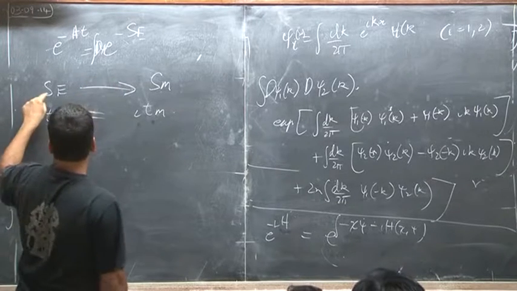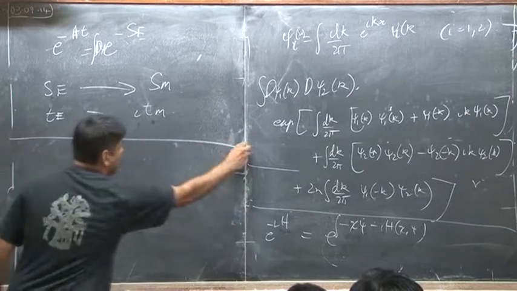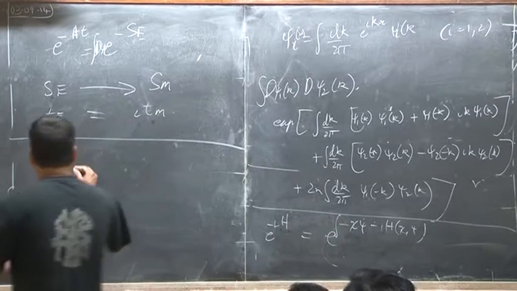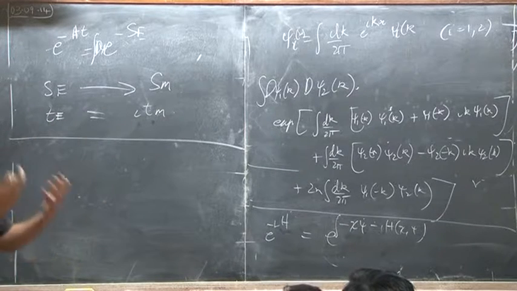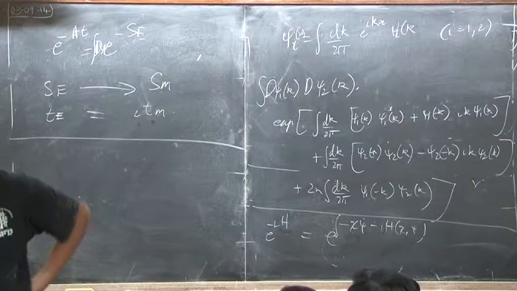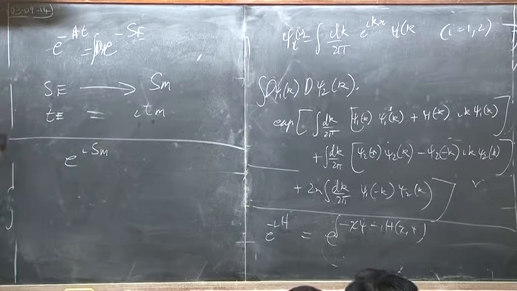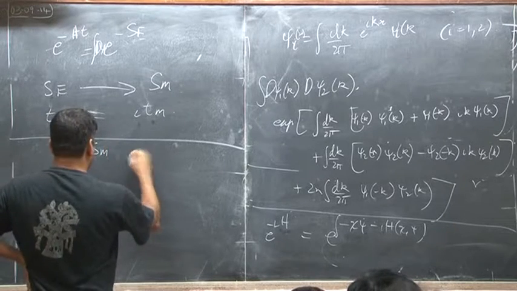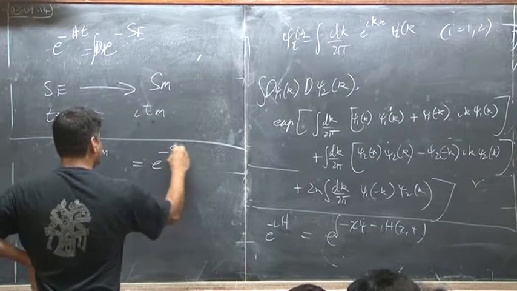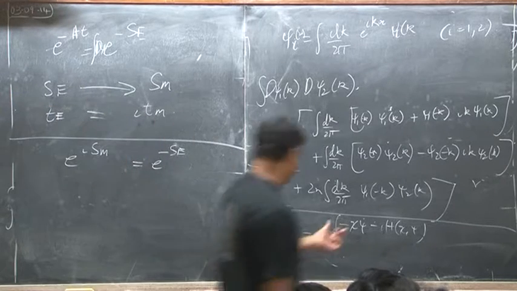What I want to know is how you go from Euclidean action to Minkowski action. Now, it's true that the process is easy. The path integrals map to each other, and the path integrals differ by an I in their definition. Okay, so we've got e to the power I S Minkowski, which has to be equal to e to the power minus S Euclidean. Now, I times S Minkowski gave us this thing.